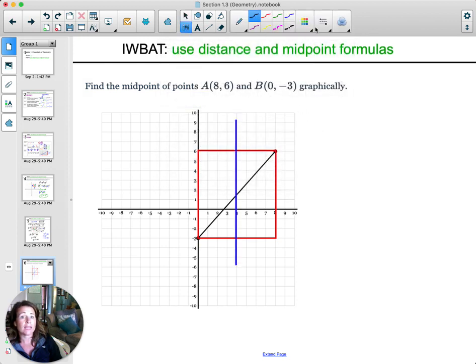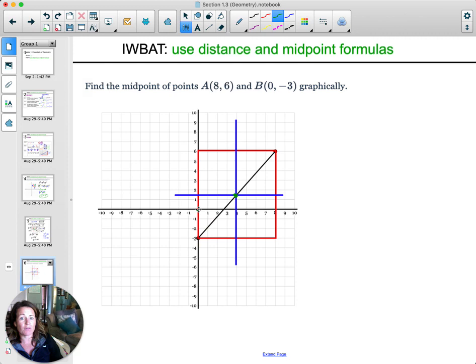And then you can do that again on the other side. Okay, so this is 1, 2, 3, 4, 5, 6, 7, 8, 9 boxes. So this one, half of 9 is 4.5. So 1, 2, 3, 4.5 is going to be where the middle of that side is. And then that will locate your midpoint.